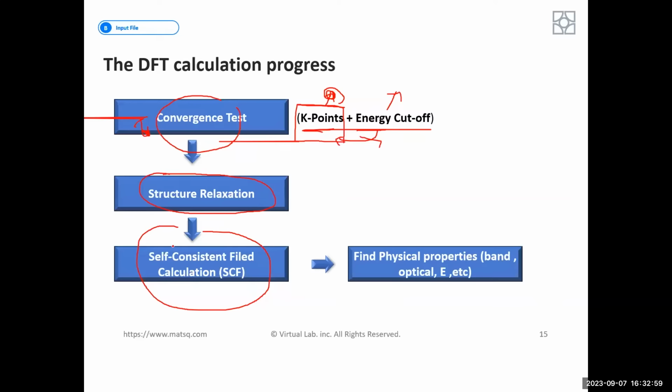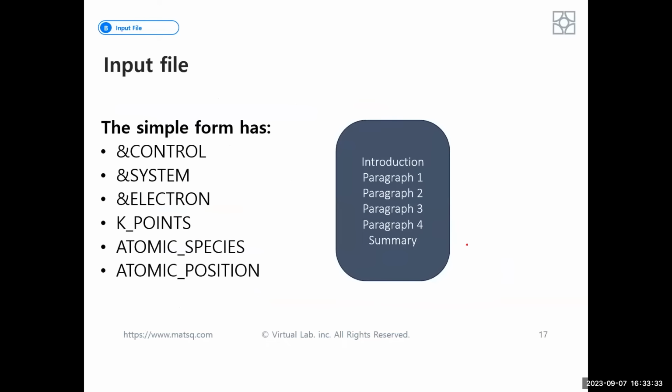And SCF calculation is really a start for so many of the calculations we are doing in DFT. Every DFT calculation mainly would start with SCF calculation. This is the basic calculation you have to do each time, okay? So this is what is actually going on when you are trying to run the DFT calculation. Finally, after you do SCF calculation, you can get a lot of physical properties like band, optical energy, absorption energy, etc. Okay, now let's deal with what is inside the input calculation.